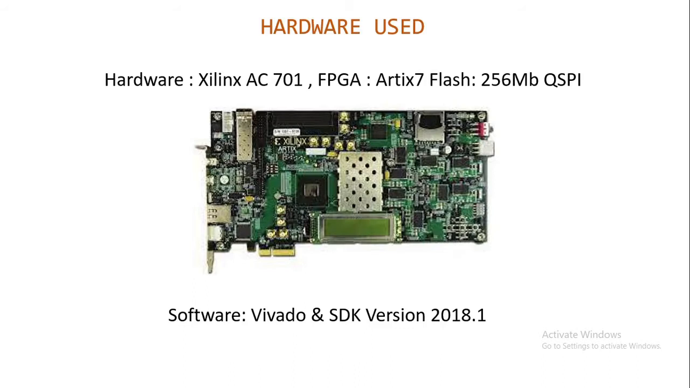That is the AC701 Evaluation board from Xilinx, which has an Artix 7 FPGA in it, and it also has a 256 MB QSPI flash. In that we will be storing the bitstream as well as the processor application, and then we'll boot the application from that QSPI flash. And I'm using Vivado and SDK version 2018 for this demonstration.